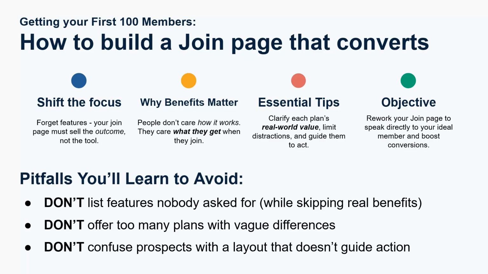This is what we call product thinking. So in this webinar, in a very brief manner, I have tried to cover how to get your first 100 members, and to get them, how to build a join page that converts. We have created this small presentation for you where your homepage should shift the focus, meaning we should be shifting the focus from features to the outcome.